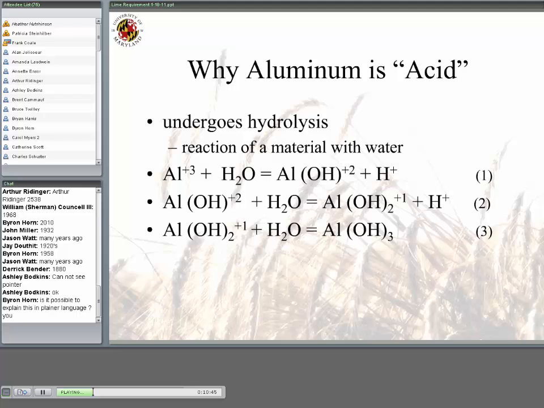So a question that often comes up is, why do we say that aluminum is acid? Everybody understands that hydrogen ion is acid, but why is aluminum considered acidic? Well, the reason is that aluminum can undergo a reaction called hydrolysis with water, and that means that a material reacts with water. Essentially, it reacts with the breakdown products of water, either hydrogen ion or hydroxyl ion. And in the case of aluminum, it has a strong affinity for OH, or hydroxyl ion, and they associate with the hydroxyl, making or freeing up the aluminum.